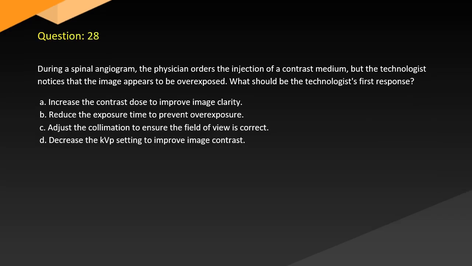Question 28. During a spinal angiogram, the physician orders the injection of a contrast medium, but the technologist notices that the image appears to be overexposed. What should be the technologist's first response? A. Increase the contrast dose to improve image clarity. B. Reduce the exposure time to prevent overexposure. C. Adjust the collimation to ensure the field of view is correct. D. Decrease the kVp setting to improve image contrast.